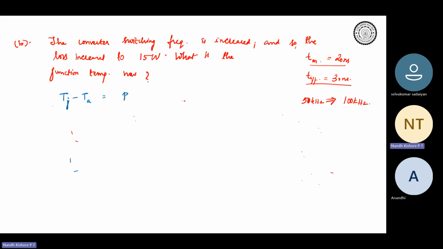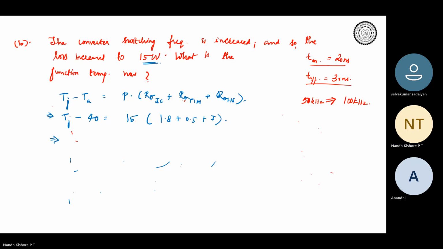So again, Tj minus Ta is P into R theta JC plus R theta TIM plus R theta heatsink. They have asked what is Tj. Ta is 40. Power loss they have told is 15 watts. And everything else is the same, 1.8 plus 0.5 plus 7. Both of you, are you understanding what is happening here? Is this fine?